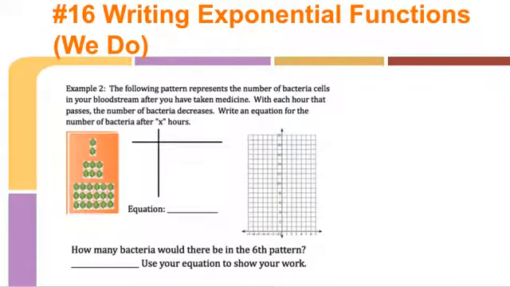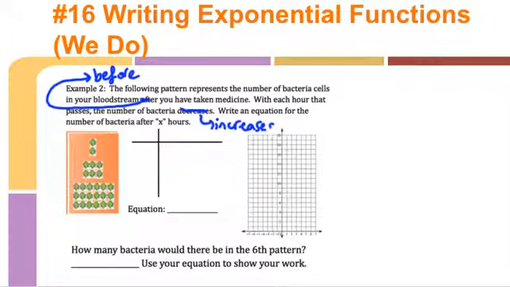So here's the second example. It says the following pattern represents the number of bacteria cells in your bloodstream before you have taken medicine. With each hour that passes, the number of bacteria increases. Okay, now it says write an equation for the number of bacteria after x hours. So that means that x is going to be the hours, our independent variable, and y is going to be bacteria.